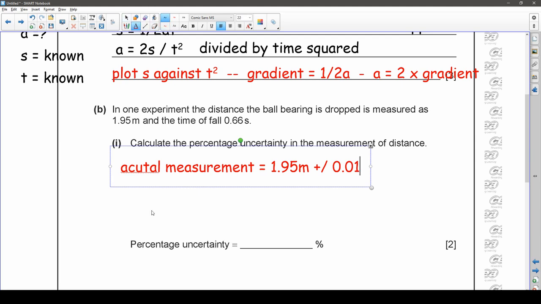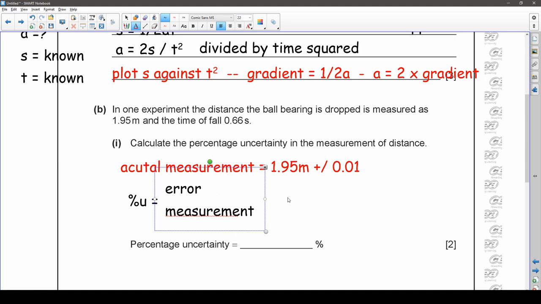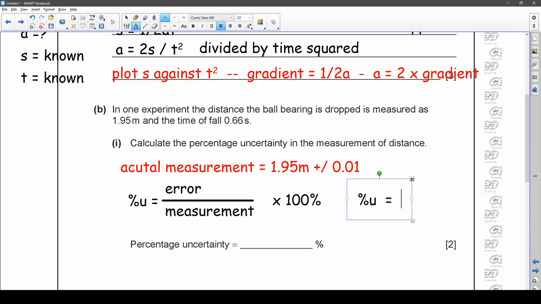So we want to find the uncertainty in this. Percentage uncertainty, just in general, is the size of my error divided by my measurement, multiplied by 100%. Filling in my little equation, my percentage uncertainty is 0.01, because that's the size of my error, divided by 1.95, and then we're going to multiply that by 100%.